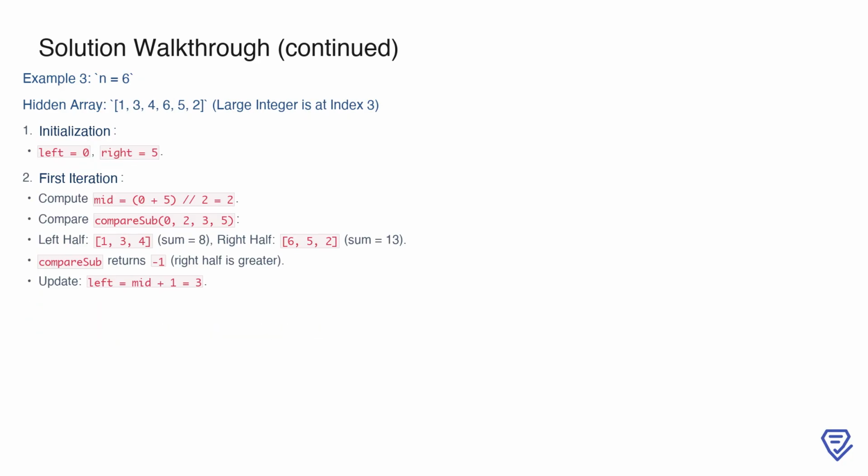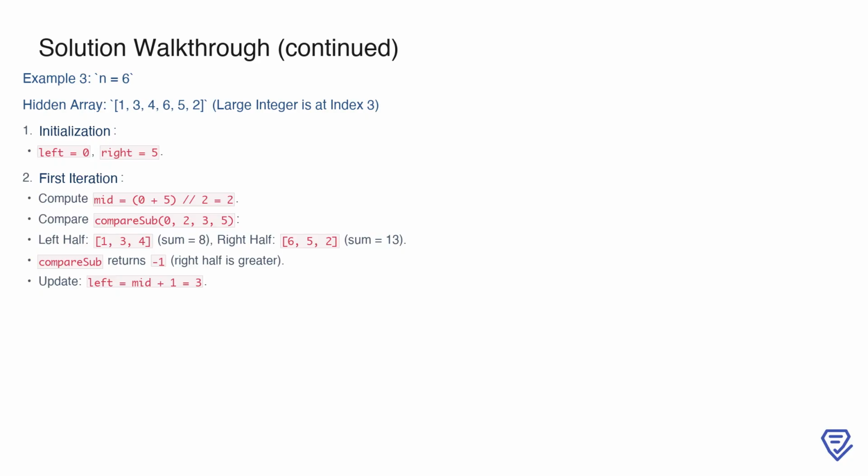In the third example, we have a hidden array of size 6 with the values 1, 3, 4, 6, 5, 2, where the largest integer is at index 3. We start with left set to 0 and right set to 5. In the first iteration, we calculate mid as (0 plus 5) // 2, which equals 2. Using the compareSub API, we compare the sum of the left half, 1, 3, 4, with the sum of the right half, 6, 5, 2. The left half sums to 8, while the right half sums to 13.